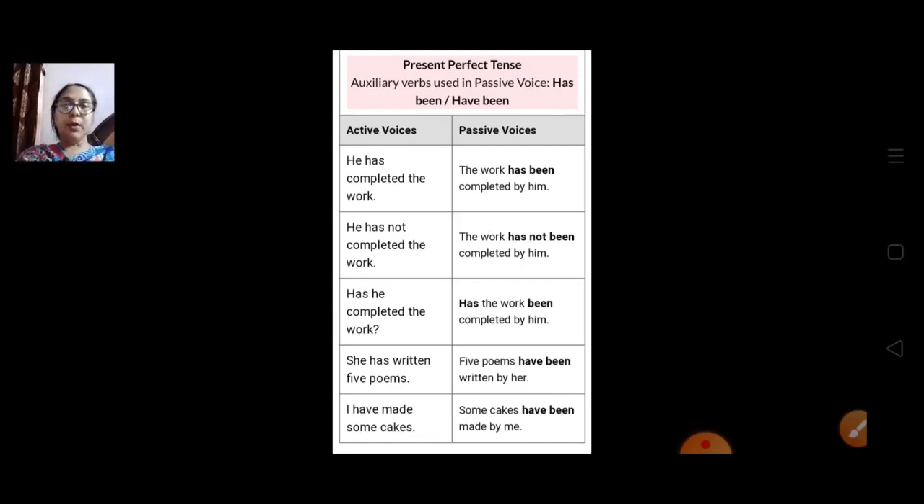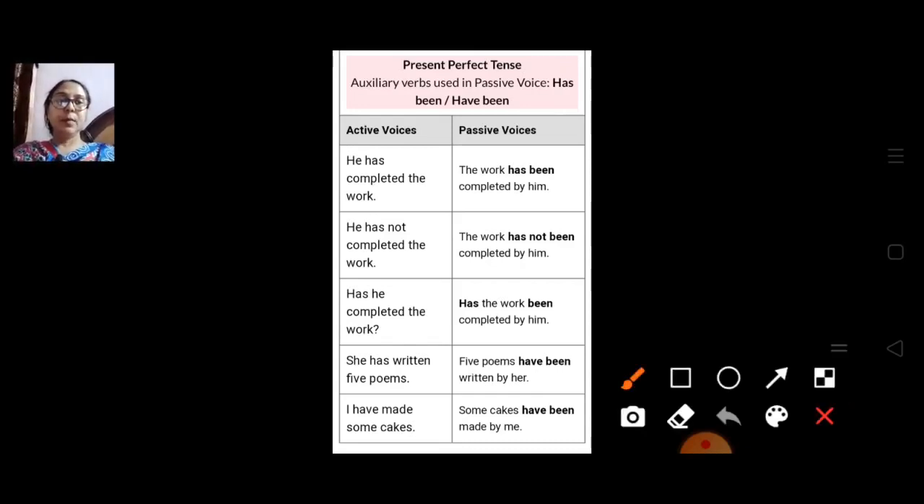Now, whenever the sentence is in present perfect tense, how do we make the passive voice? So, he has completed the work. Here you can see has will be used, as you all know, in the present perfect tense, and the third form of the verb. Now we are going to make the passive voice of present perfect tense. The rule is that has been and have been will be placed in place of has or have. So he has completed the work.